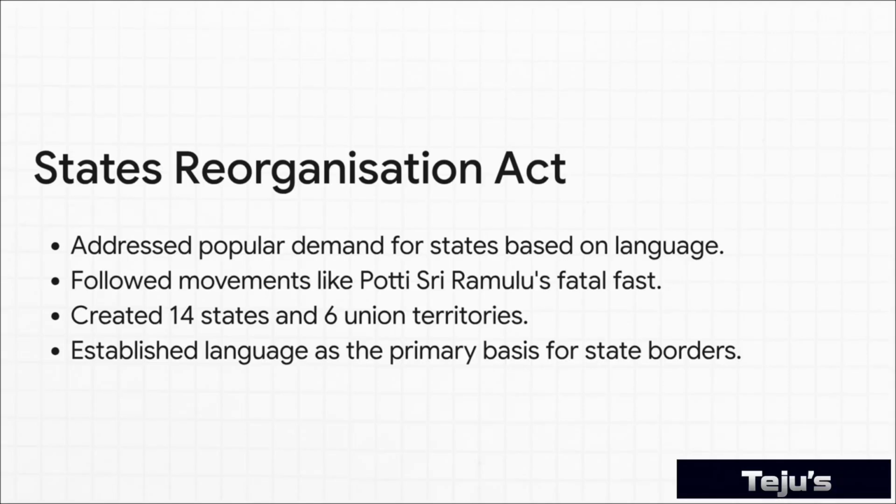The real tipping point came when a freedom fighter, Potti Sriramulu, actually fasted to death for the cause of a separate state for Telugu speakers. After that, the government really had no choice. They passed the States Reorganization Act, and that's what created the map we're more familiar with today. 14 states and 6 union territories, all drawn up mainly along linguistic lines.